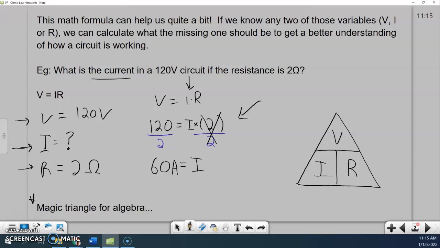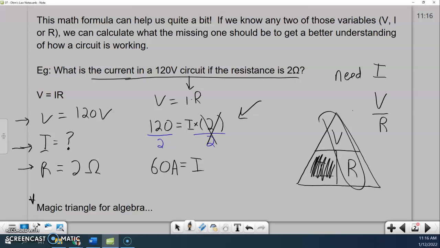So let's take the question we just did. What is the current in a 120 volt circuit? So I need to find current. I need I. So what I do is I cover up the I. Pretend it doesn't exist for a second, and there's my formula. V on top of R, V over R. I have to take my volts and divide it by my resistance. And this works for every single one of our things.